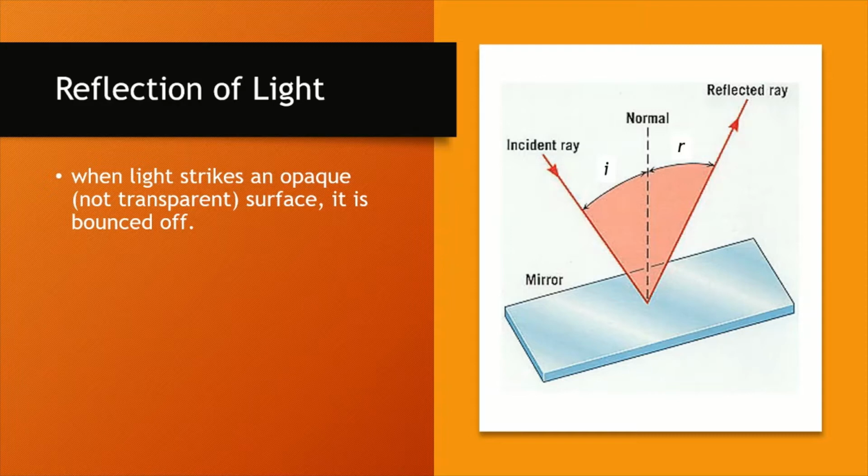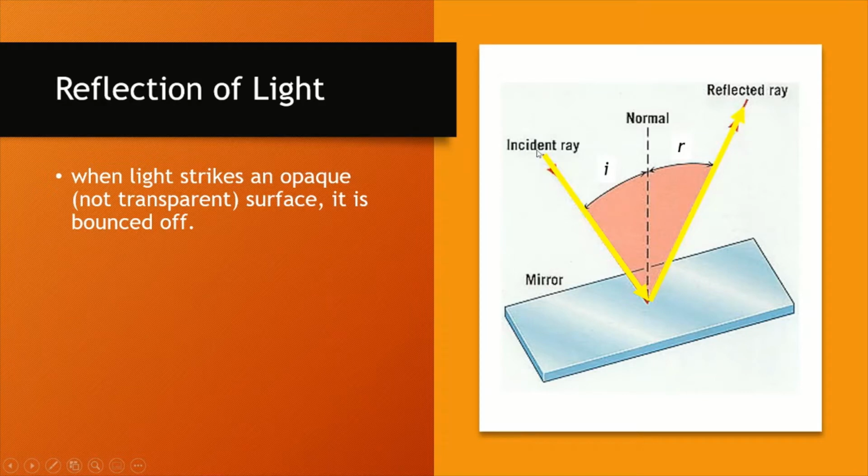Alright, today we are going to look at reflection of light. Okay, now what is reflection? Reflection will take place when light strikes an opaque surface. Opaque means not transparent. So light will be bounced off. Right? So this bouncing off of light is called reflection of light. When does it happen? When light strikes a non-transparent surface.